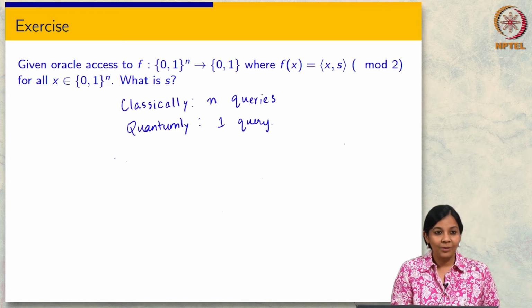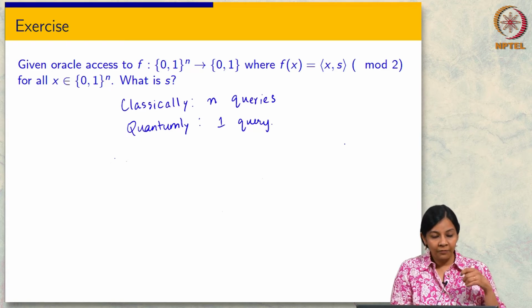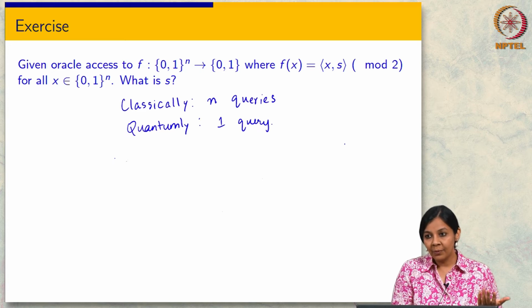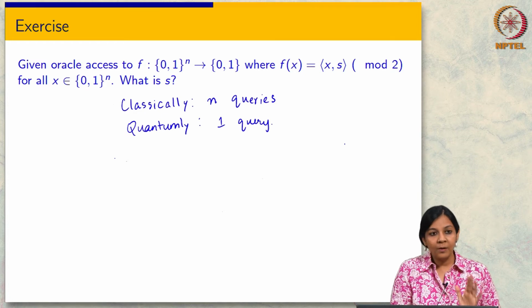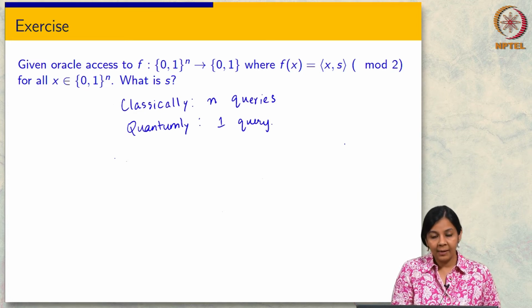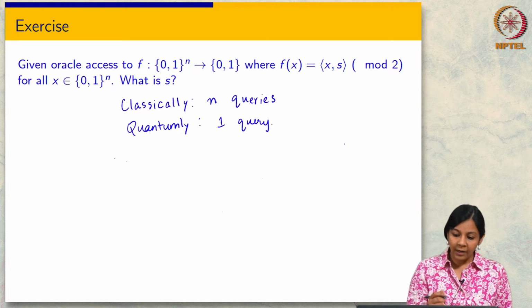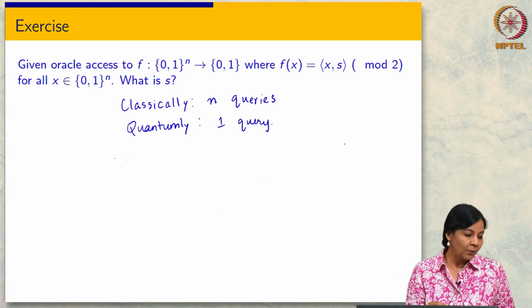Yes, good. So he has the answer. If I measure in the end after Deutsch-Jozsa, the amplitude of the point s itself is 1. This is correct. So basically all I have to do is measure, okay, and I am going to get s. So this is how, just in one query, I can solve and recover s exactly. So let us look at the solution now.